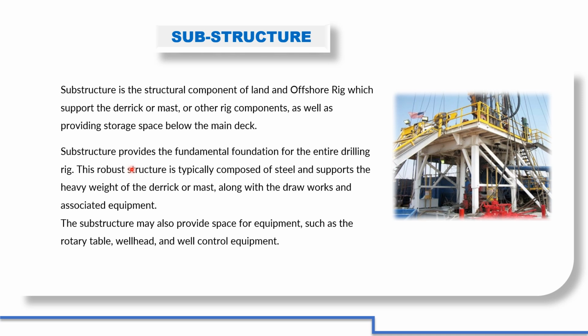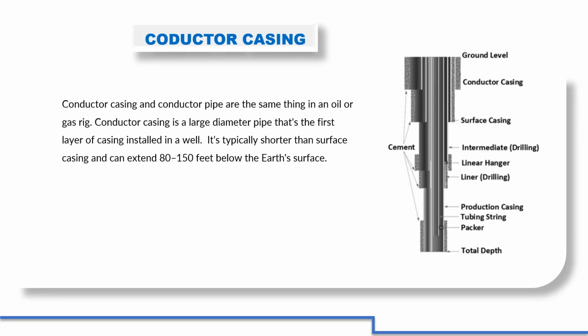The substructure provides the fundamental foundation for the entire drilling rig. This robust structure is typically composed of steel and supports the heavy weight of the derrick and the mast, along with the draw works and associated equipment. The substructure may also provide space for equipment such as the rotary table, the wellhead and the well control equipment. It means the BOP. BOP is located here. So it's a very important and very strong steel manufactured item of the rig.